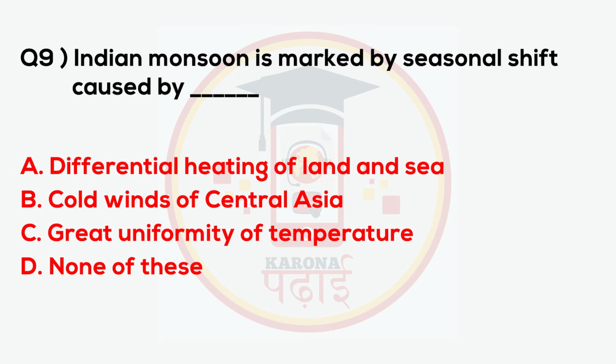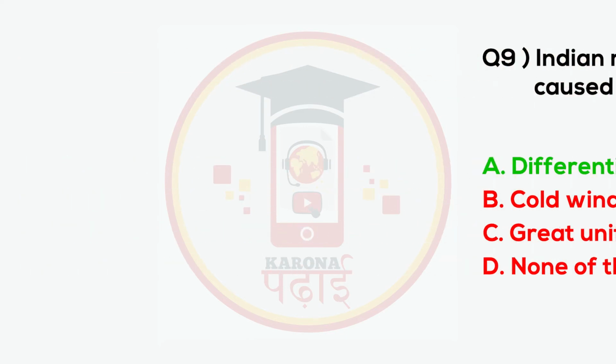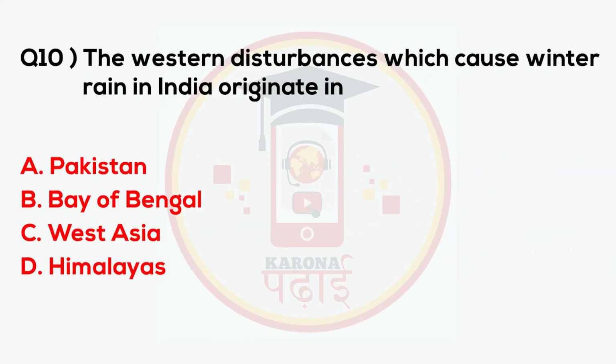Indian monsoon is marked by seasonal shift caused by differential heating of land and sea. The western disturbances which cause winter rain in India originate in West Asia.